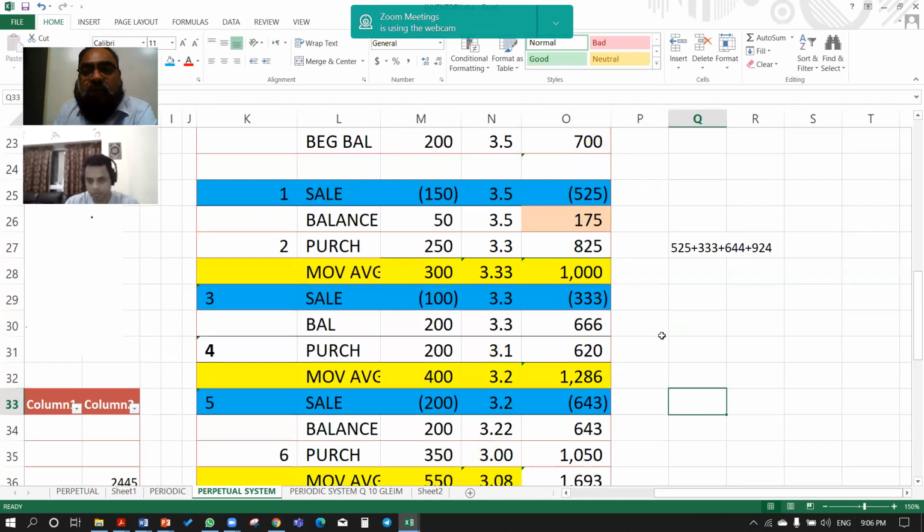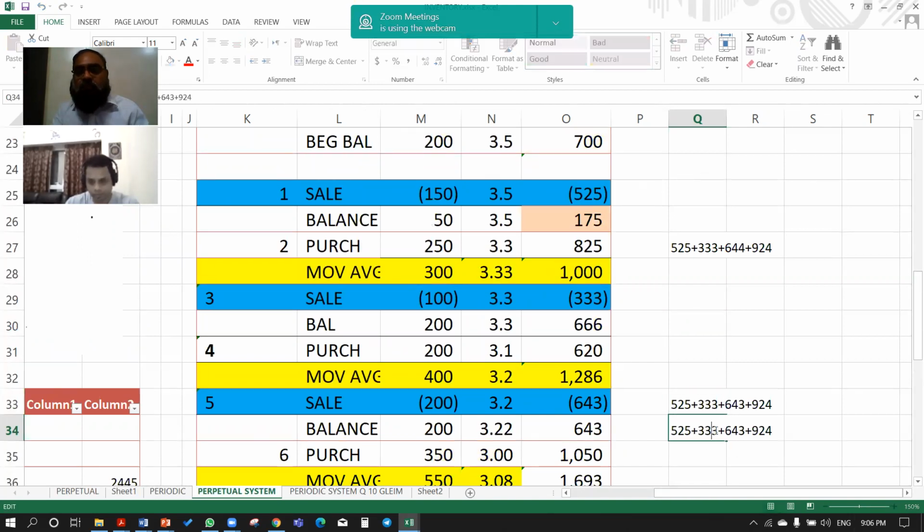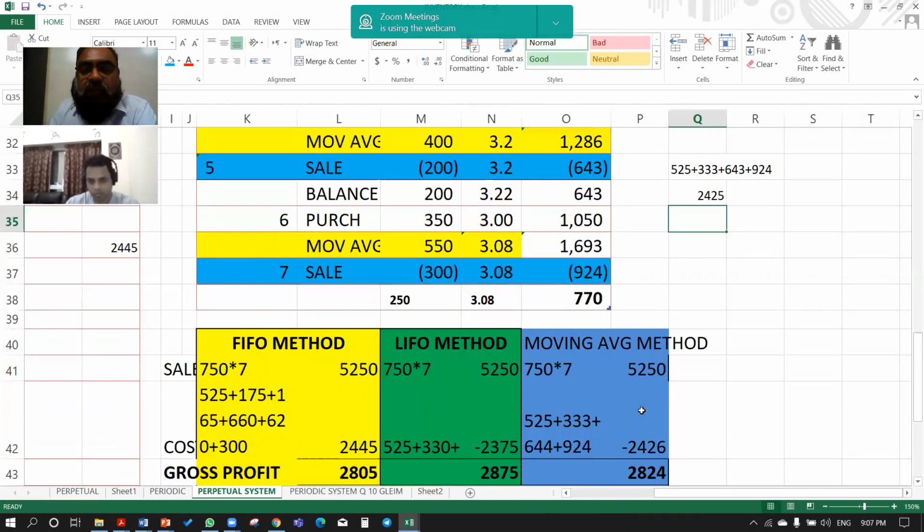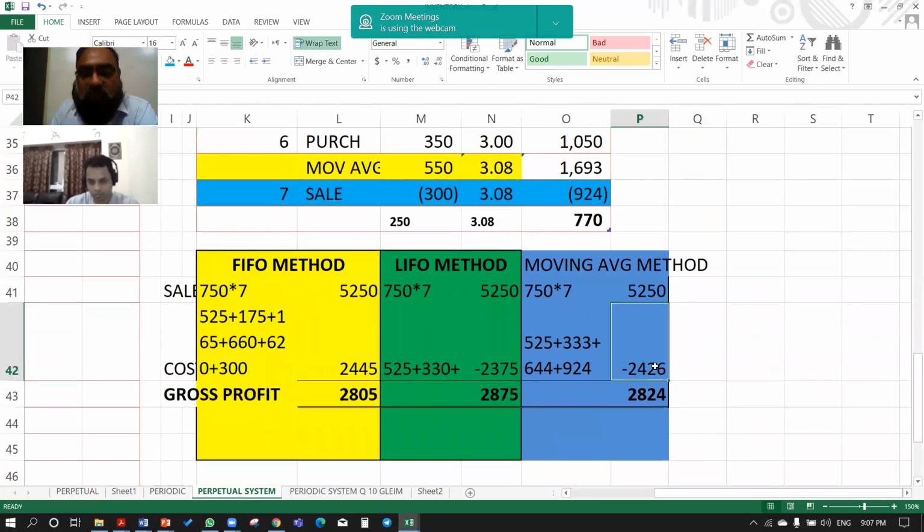First one 525, plus 333, plus 643, plus 924. If you add up all, 2425, or 2426 rounded up. So 2426. Our sales value is 5250, cost of goods sold 2426, and our gross profit is 2824. Agree? Is it clear? Yes, very much.